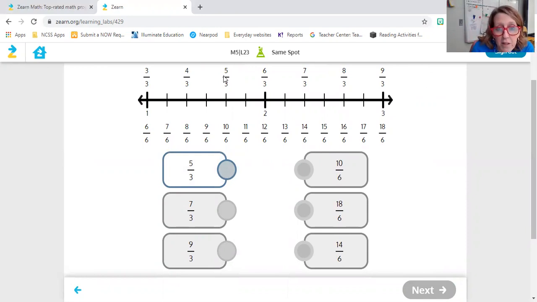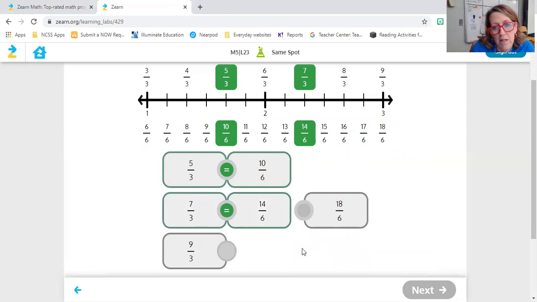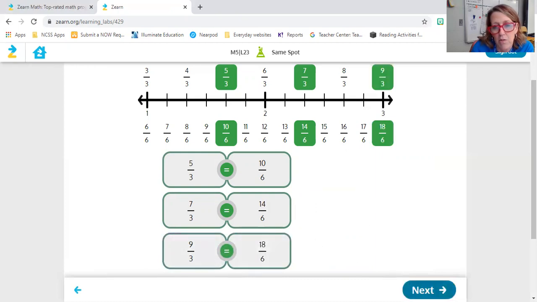If you look at 5/3, you go right underneath 5/3 and you see 10/6. So you mark 10/6. Then here's 7/3. So look over here. Do we see 7/3? We do. And underneath there is 14/6. So that matches up. We have 9/3 and 18/6 is what's left. Let's see if it's the same. And it is. 9/3 and 18/6 are equal to each other.